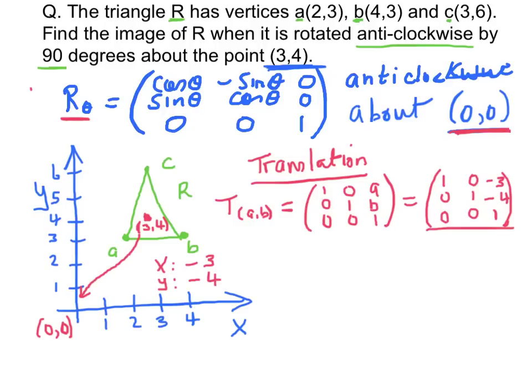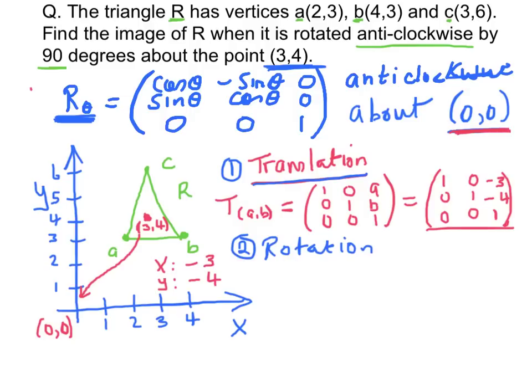Once I have moved 3, 4 to 0, 0 using this translation matrix, I can now use my rotation matrix to do the rotation. So let's look at the rotation. I firstly do the translation, then I'm going to do the rotation.